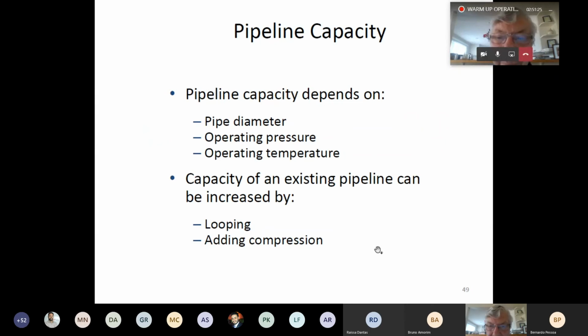So when you look at pipeline capacity, that's the throughput. It's a function of pipe diameter. You saw from the steady flow energy equation, it's a function of the operating pressure. And it also for gas is a function of the operating temperature. When you want to increase the capacity of a pipeline, usually what happens is that you do that by adding compression. When you're adding more flow in the same diameter pipe, the friction losses will go up, the pressure will fall, and you need to restore that pressure, so you can put in another compressor station to do that. And that's usually the cheapest option.